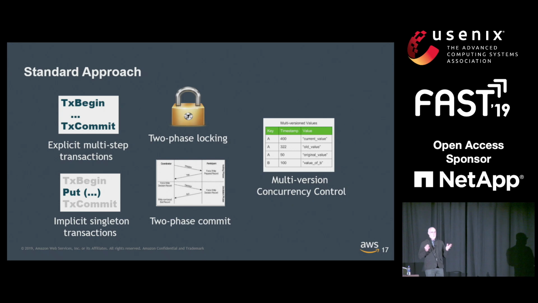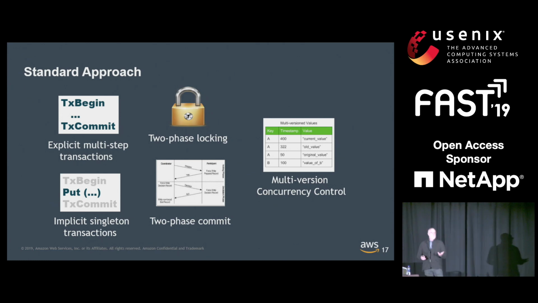If you look at the standard approach about how people add transactions to a system, here's what you would do. You would add two new calls, one that begins a transaction, one that commits a transaction. You could take your existing statements, wrap them in these two new calls to define a transaction. For statements that don't end up in a transaction, you can treat them as singleton transactions, so you automatically run them through your transaction protocol. They auto-commit. You're done with that.